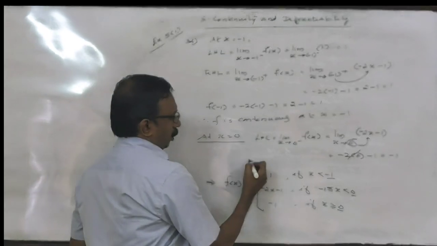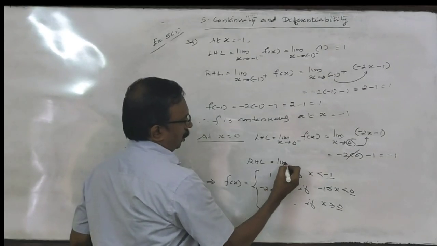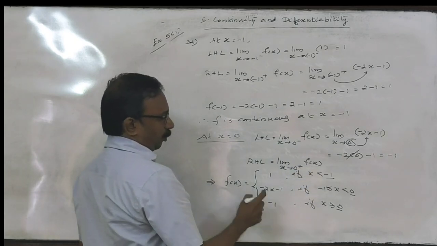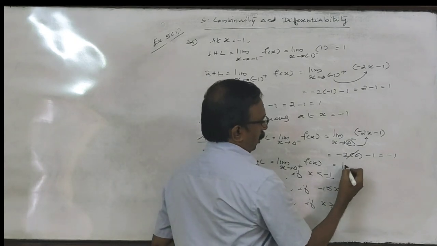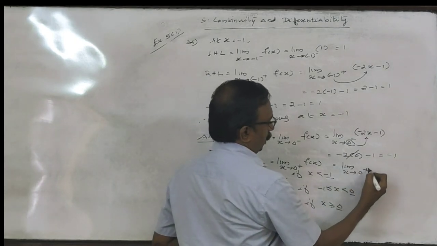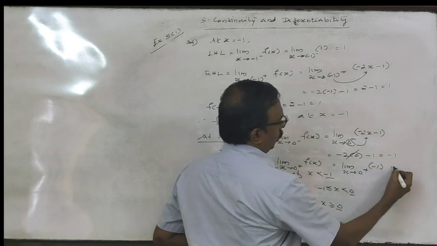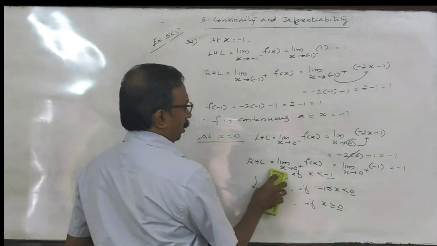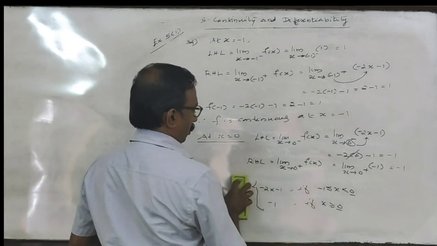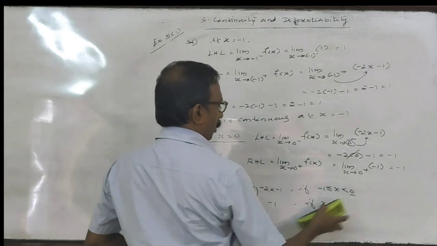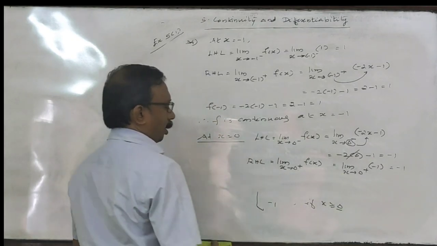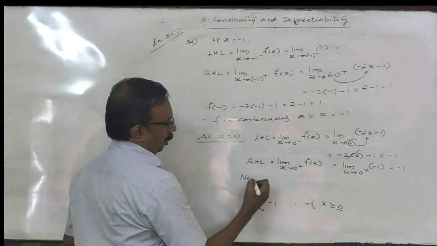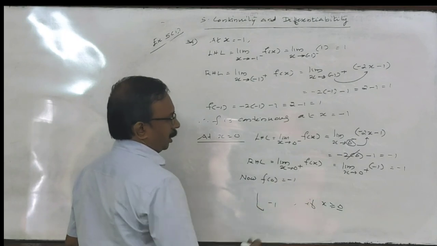Now, RHL is the limit of x tends to 0 plus of f of x. When x is greater than 0, the function is minus 1, so it is minus 1. So LHL and RHL are the same. Now f of 0: when x is equal to 0, the value of the function is also minus 1. F of 0 is minus 1.